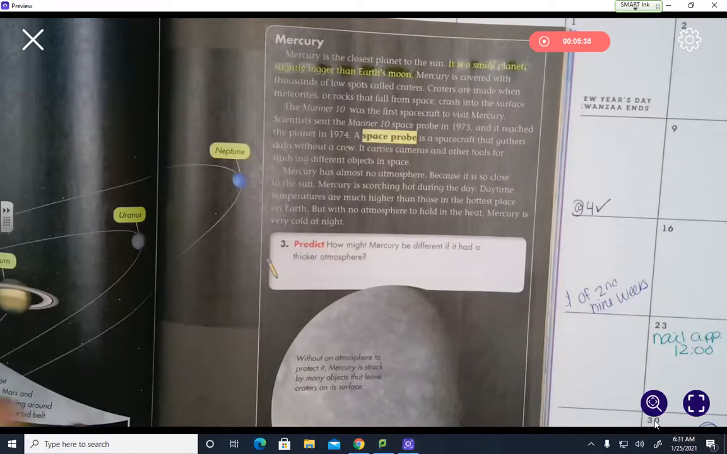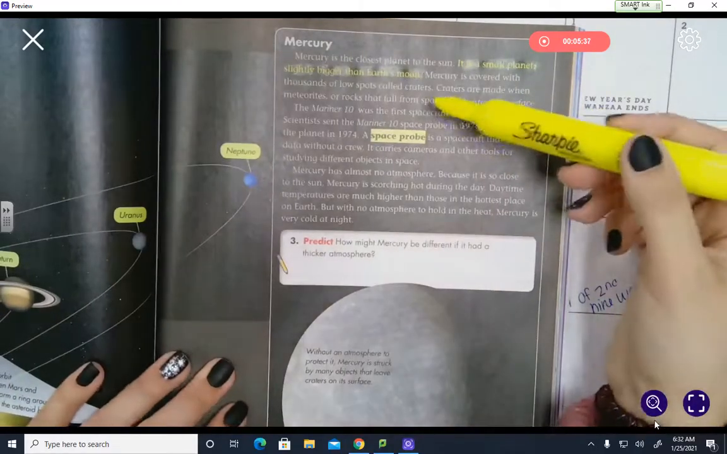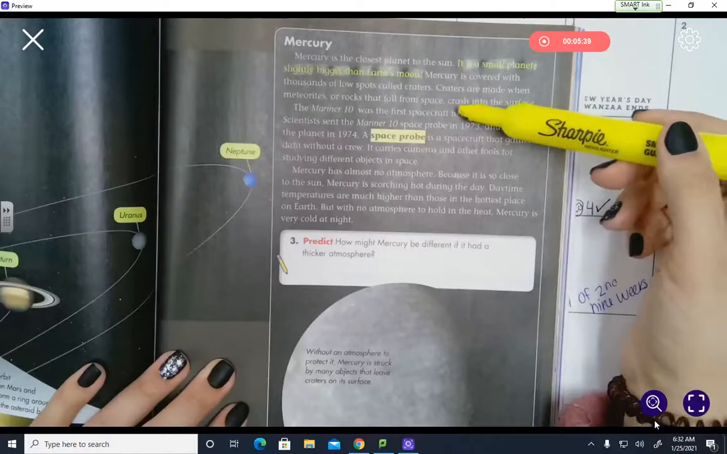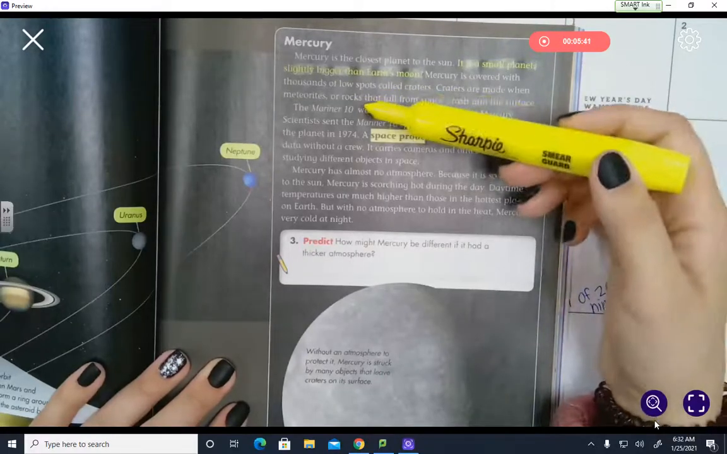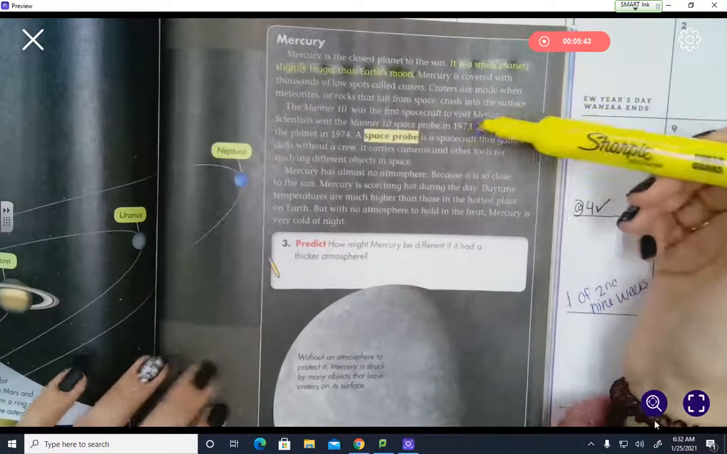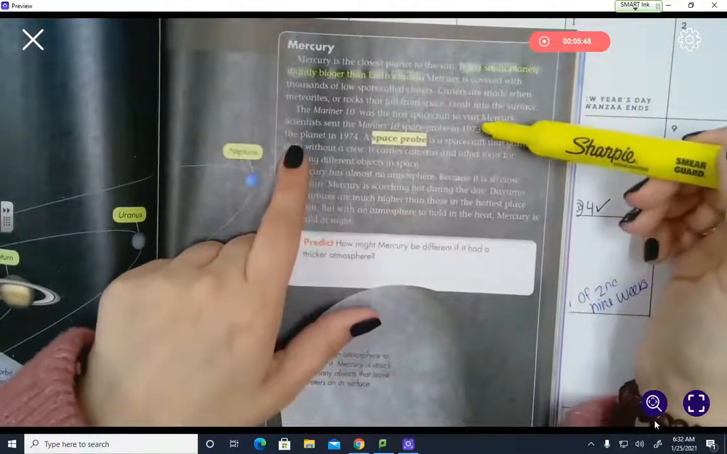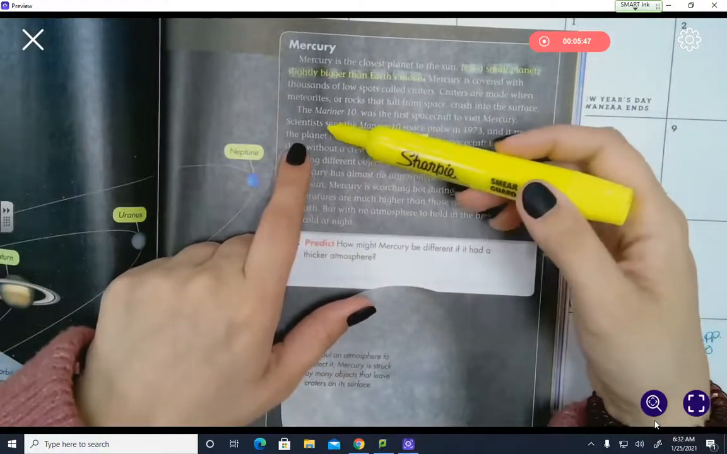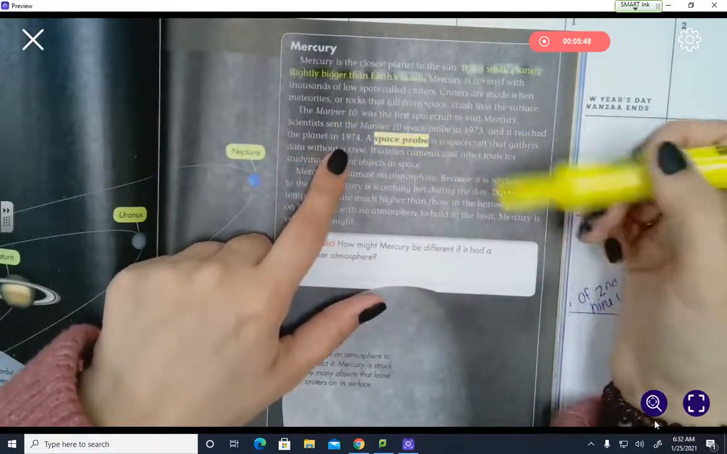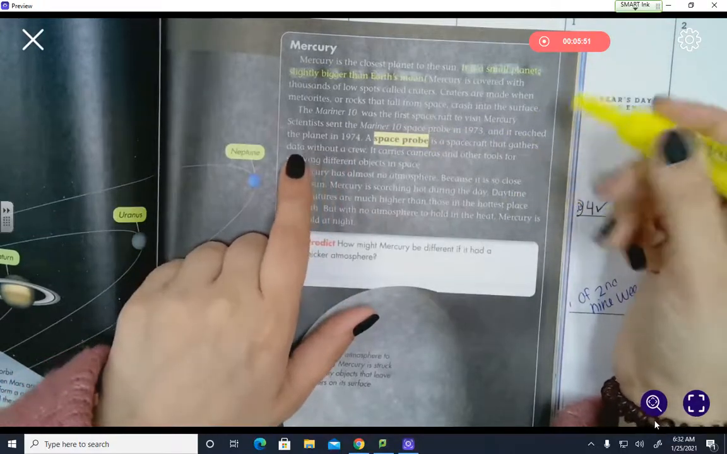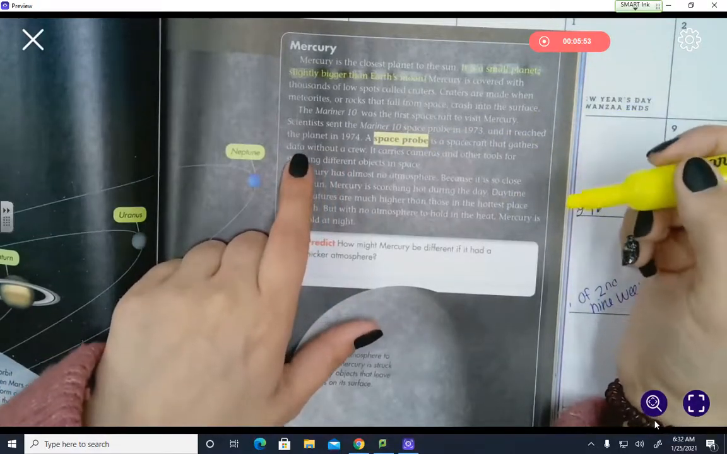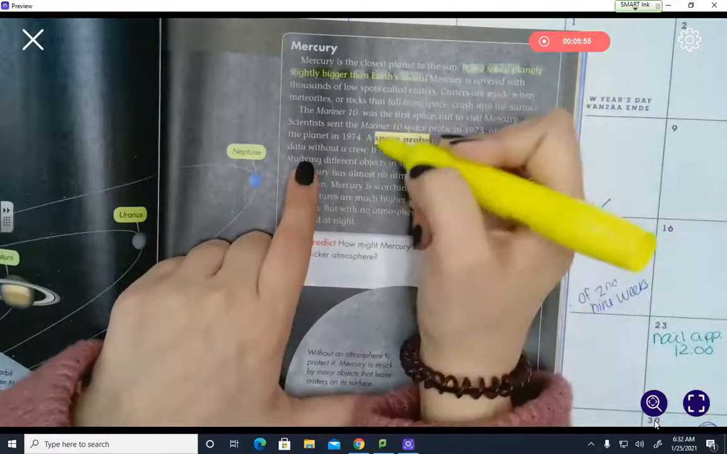That's pretty cool. The Mariner 10 was the first spacecraft to visit Mercury. Scientists sent the Mariner 10 space probe in 1973, and it reached the planet in 1974. A space probe is a spacecraft that gathers data without a crew. I want you to highlight that.